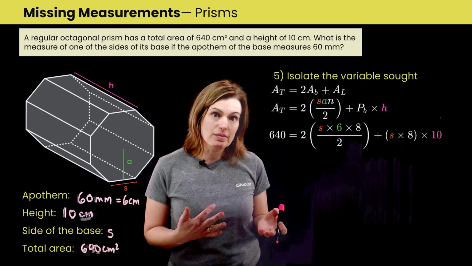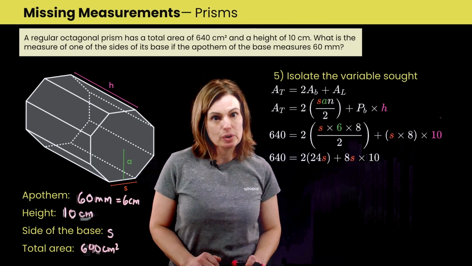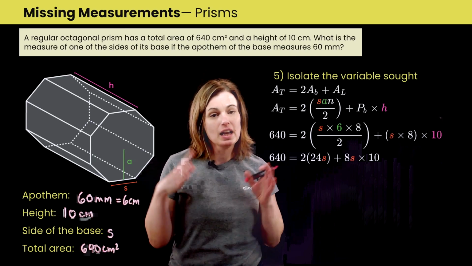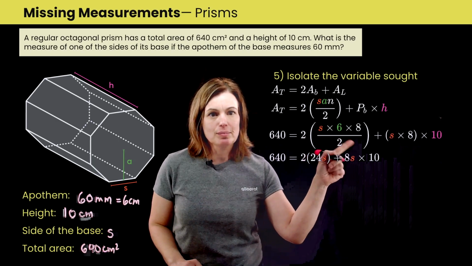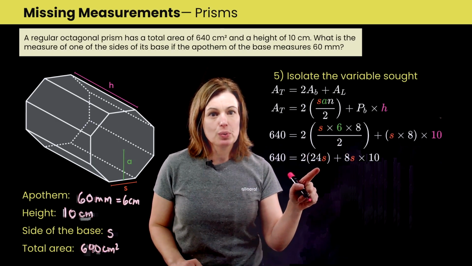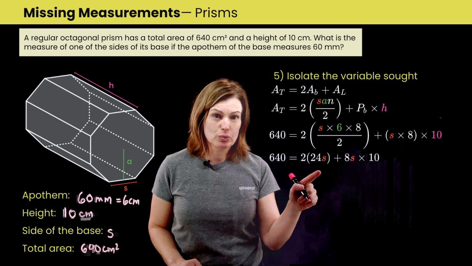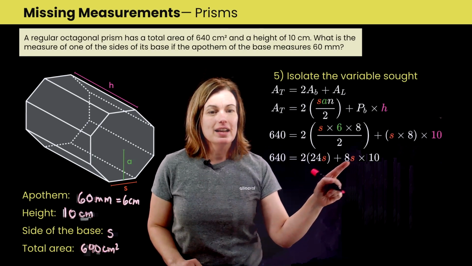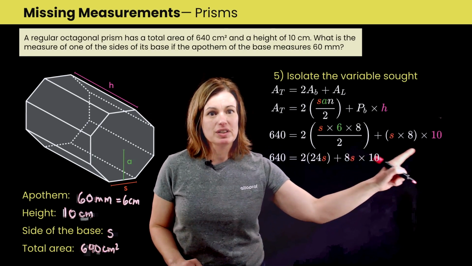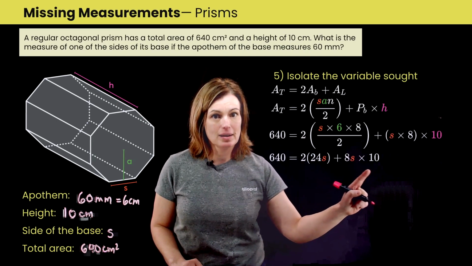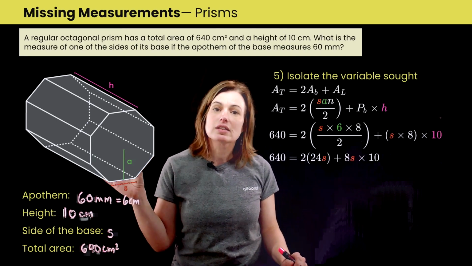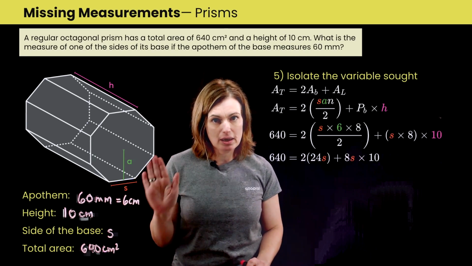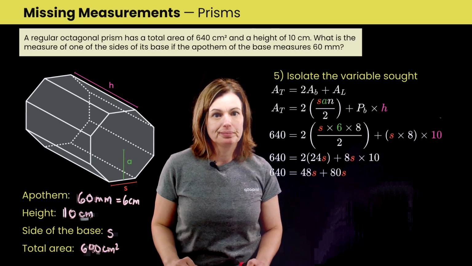Next, we need to isolate the variable. So of course, we're looking for the S. So the S is going to stay, and we're going to start doing all the math around the S. So if I take 6, I multiply it by 8, divided by 2, it gives me 24. So now I have 2 times 24S. And then I look over here, S times 8 times 10 becomes 8S times 10. And of course, the total area right now is untouched. It's 640. So I keep that untouched on my left-hand side.